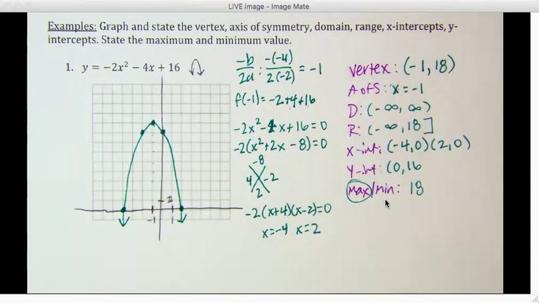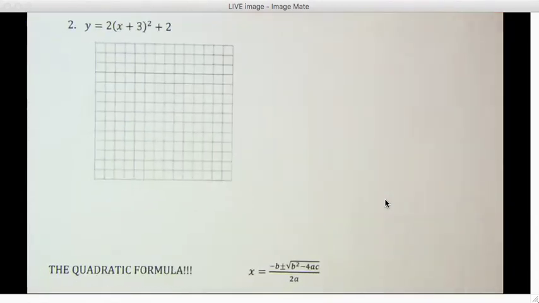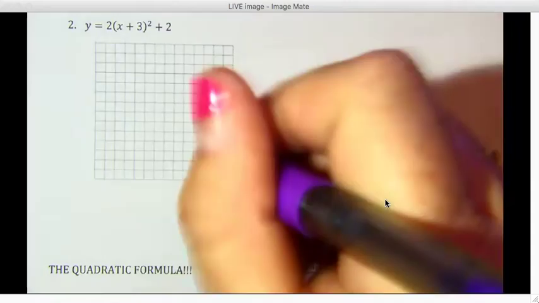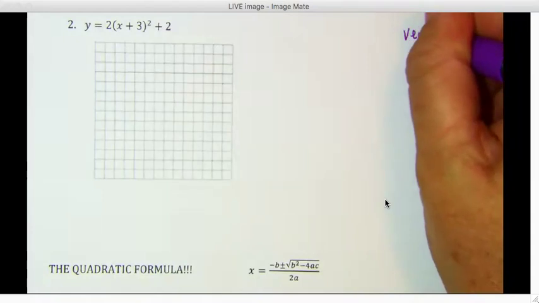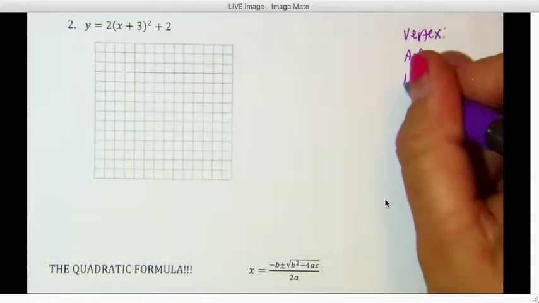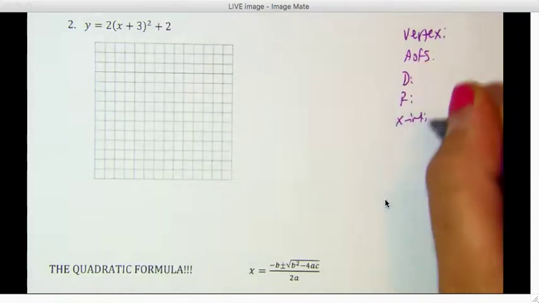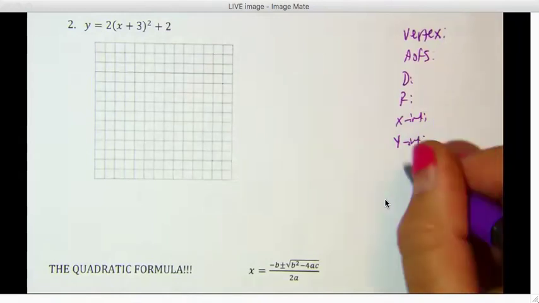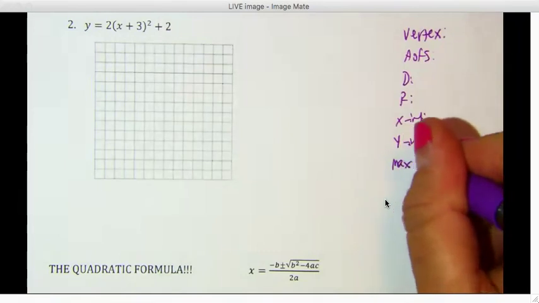All right, so let's go ahead and flip the page and do an example now in vertex form, answering the same pieces of information. And so that I don't forget anything, I am going to write them down again. So I'm looking for the vertex, the axis of symmetry, the domain, the range, the x-intercepts, y-intercept, and the max or min.